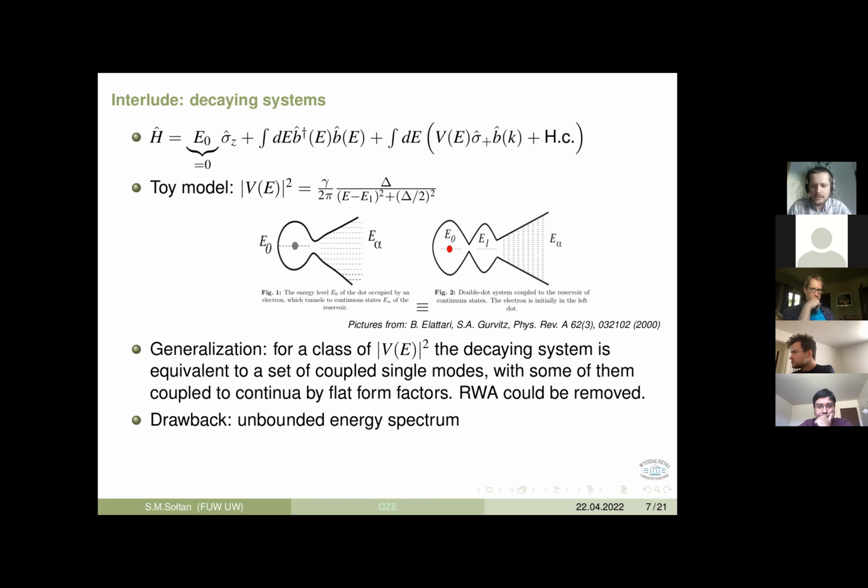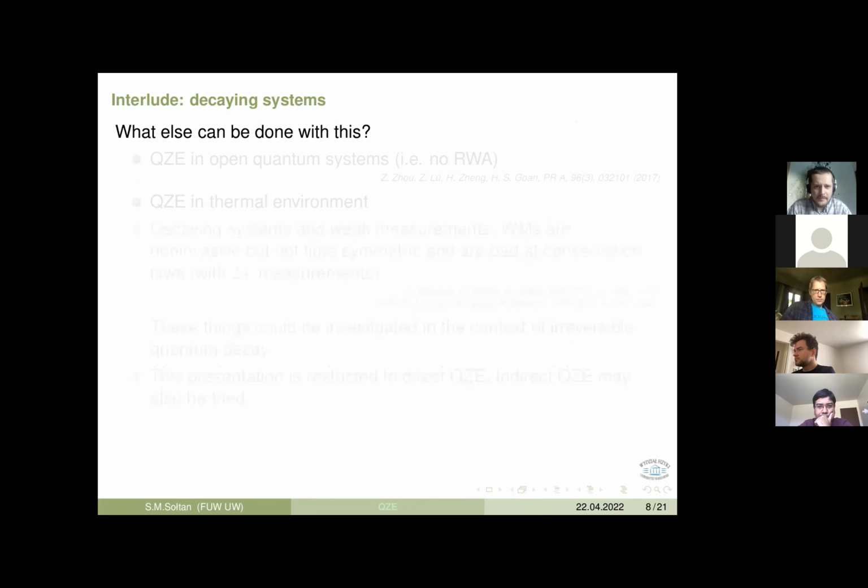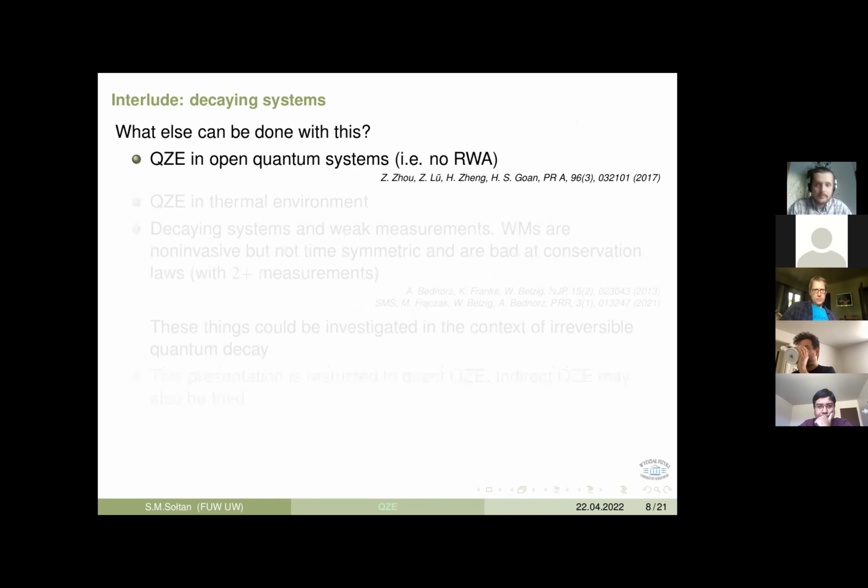So I also mentioned that there are some nice things that could be found when discussing such systems, more or less related to the subject of the quantum Zeno effect, and then I return to the Zeno effect. One thing definitely connected with the quantum Zeno effect is that such models were used to discuss the quantum Zeno effect in open quantum systems. In this case, it simply meant the systems without rotating wave approximations.